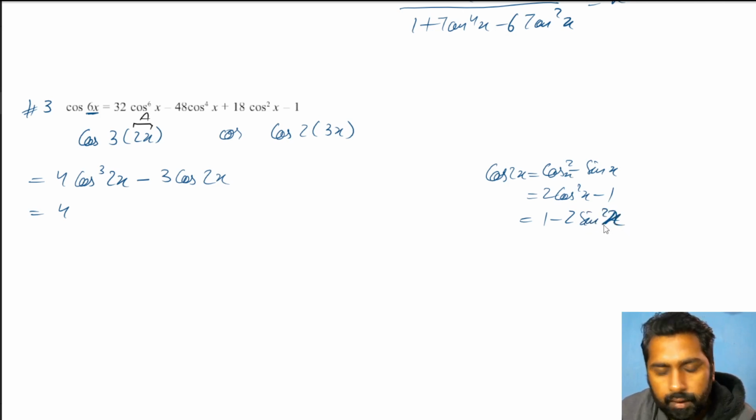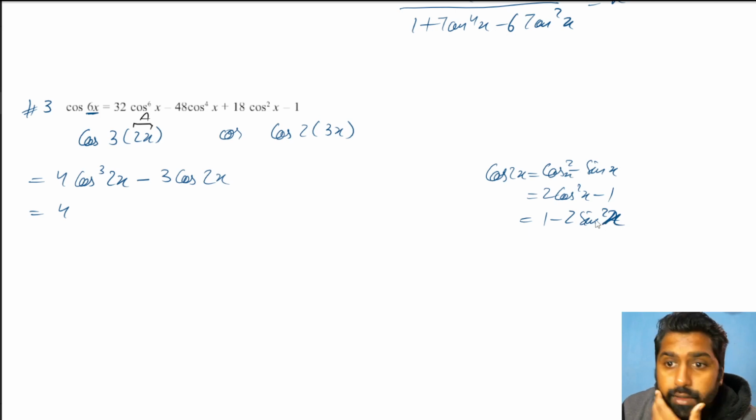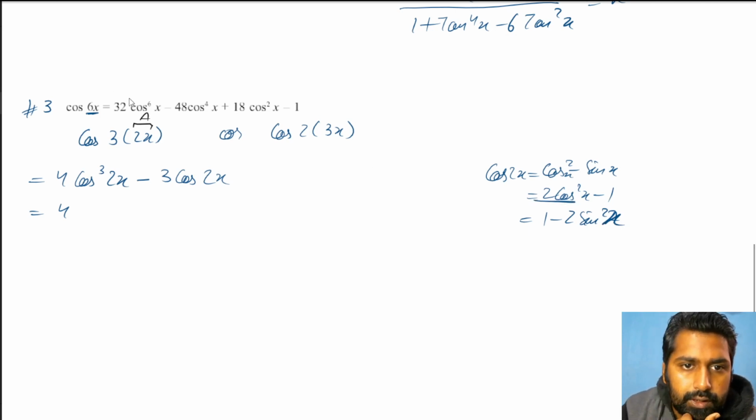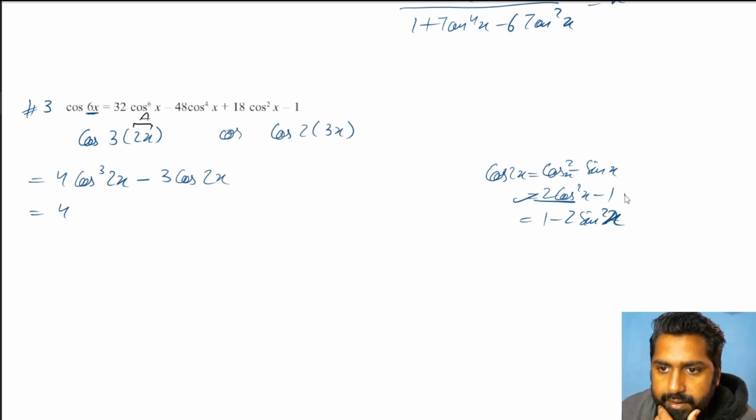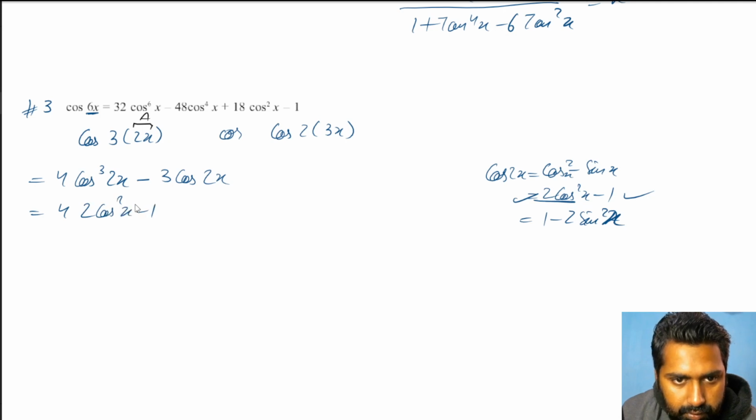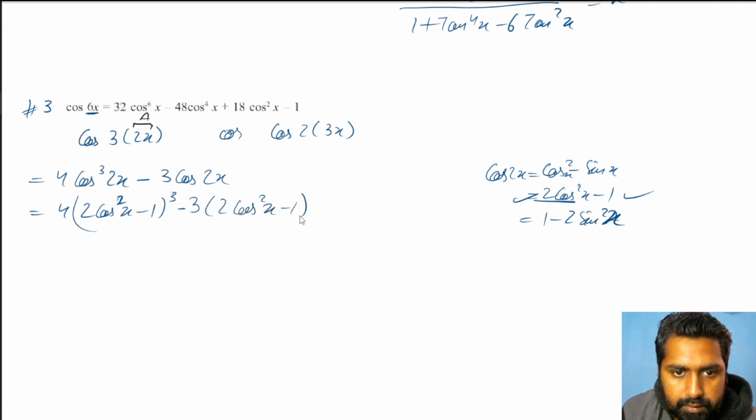Now which one should I use? I'll use the one in which cos is there, because look at your RHS. Your RHS has only cos terms. That means we have to use the identity of only cos. So I'm using this one, the second one. So I'm using 2 cos square x minus 1, and there is the cube of it, minus 3 into 2 cos square x minus 1. Now let's open the cube.